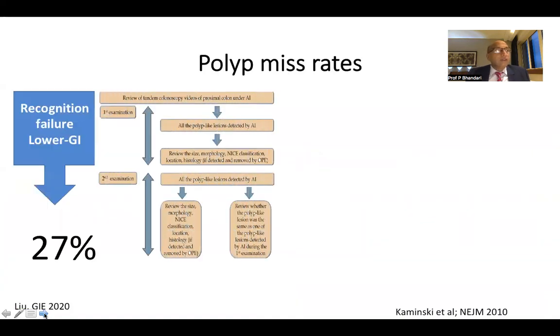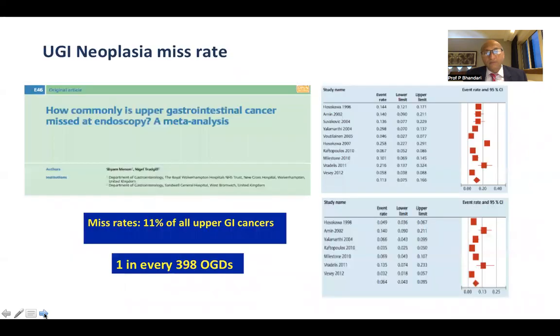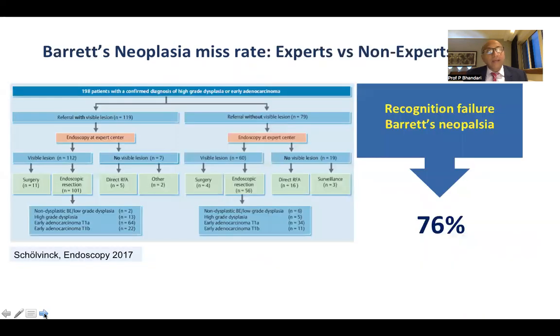As I was saying, we do miss polyps, anywhere between 15 to 27% of the polyps get missed. And each missed polyp, well, not each missed polyp, but we know that the adenoma detection rate is correlated with reduction in colorectal cancer rate. So indirectly, missed polyps can result in colorectal cancers. Similarly, about 11% of upper GI cancers get missed. And when you compare experts with non-experts for Barrett's, we see that when patients get referred to us, experts pick up another 76% of the lesions which were not seen by the referring center. So there is a problem.